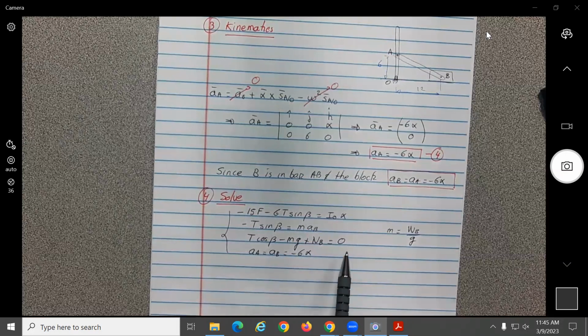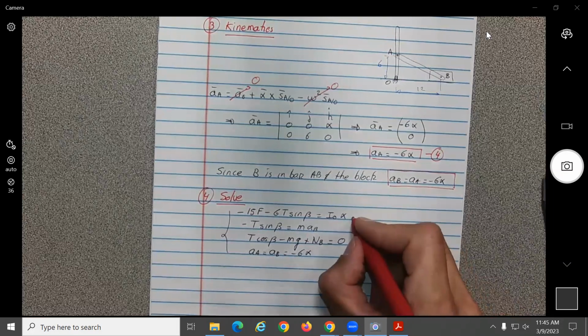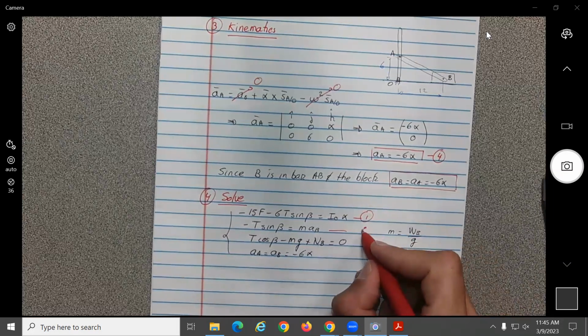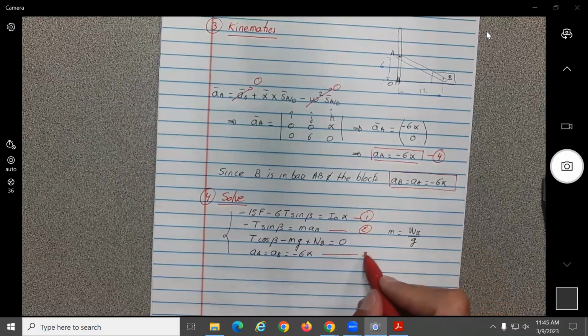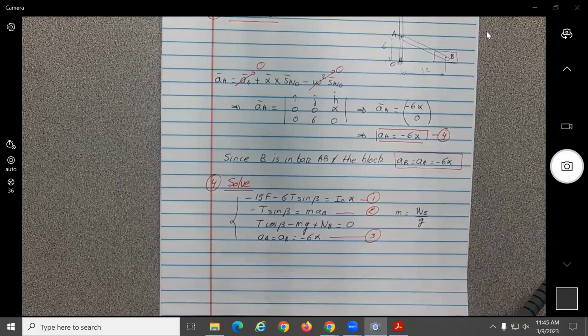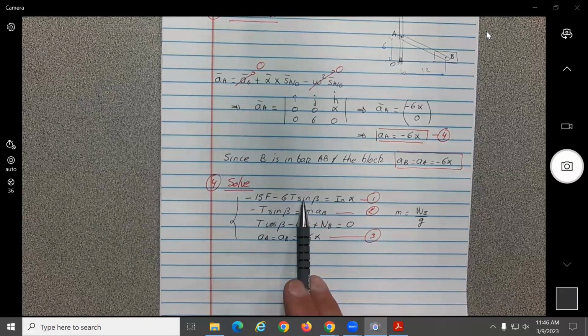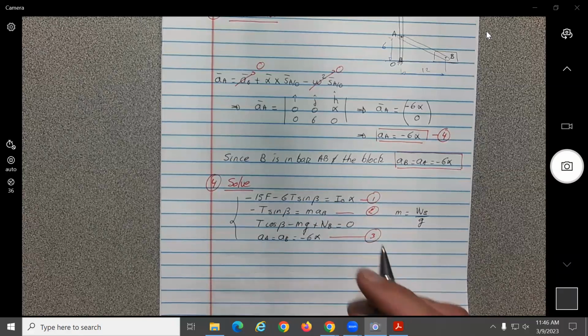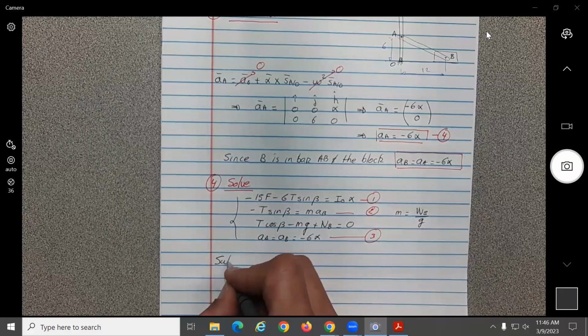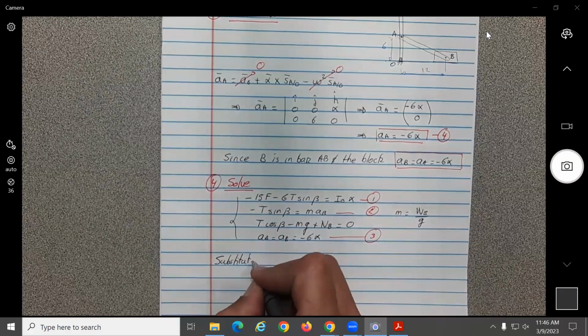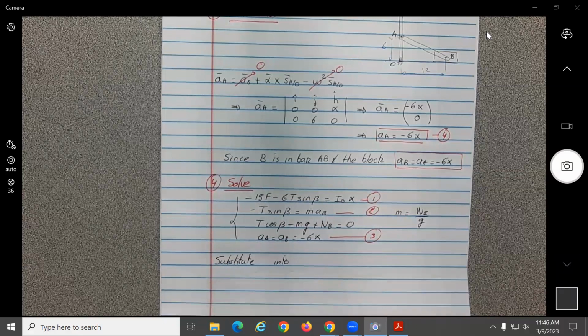Okay, so I don't think this equation is needed. So what will be the procedure? Substitute 3 into 2, then you solve for T, and you substitute T into 1. So let's do that. What is the first step? Substitute 3 into 2.